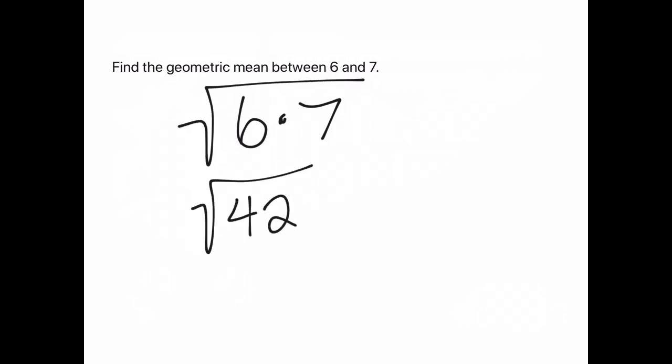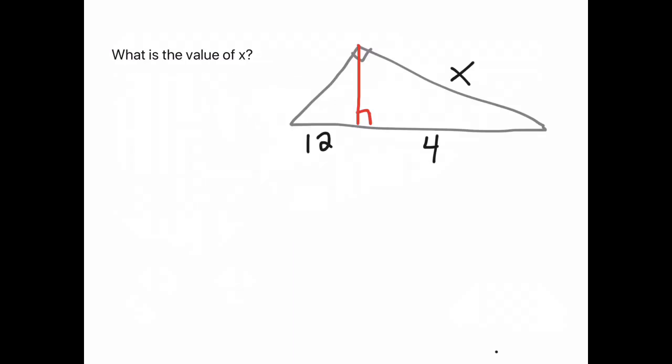So 6 times 7 is 42. And since there are no perfect square factors of 42, the answer is the square root of 42.